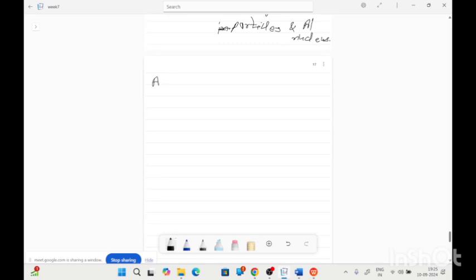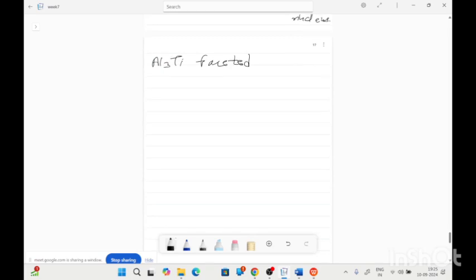So the Al3Ti intermetallic is a faceted type of particle. So in this, the number of facets is high compared to plate-like morphology.